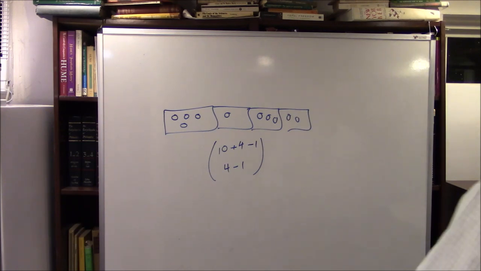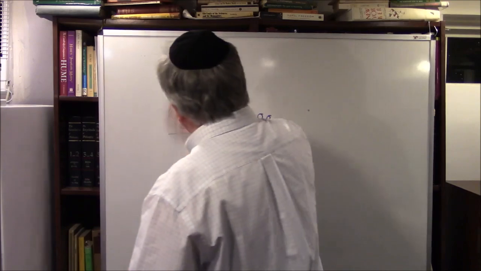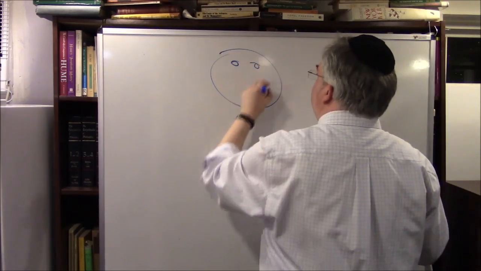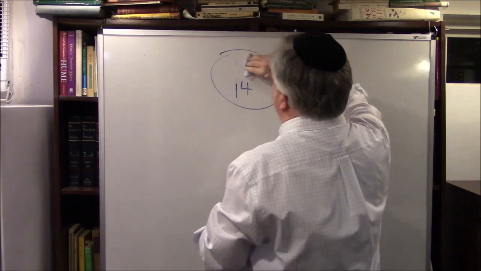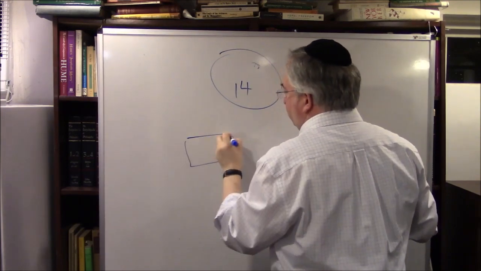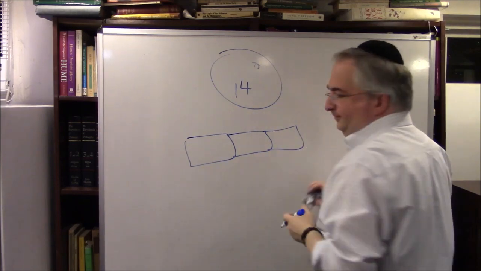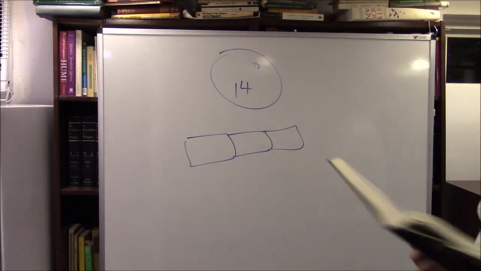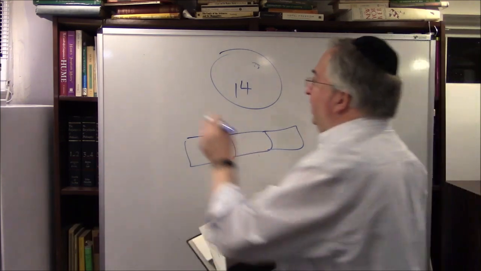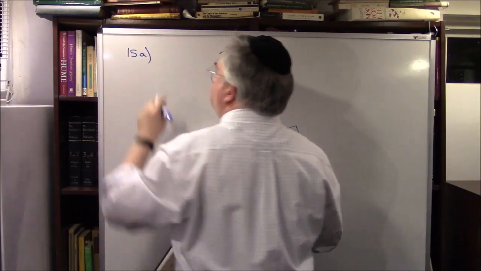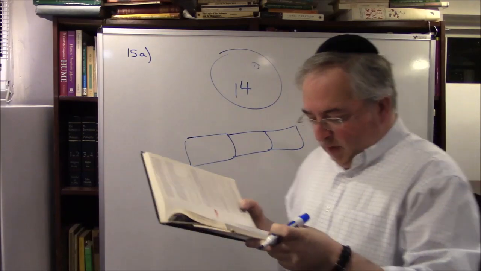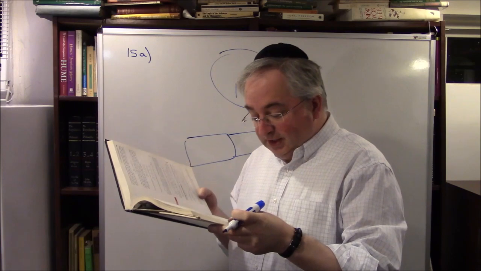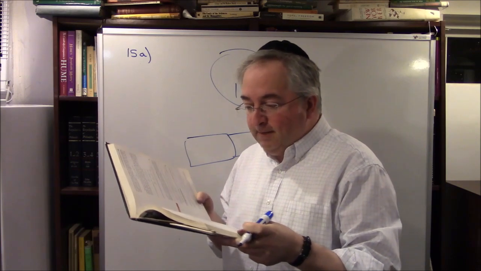Okay, so we need to erase. Okay, so imagine this, you have 14 objects. You want to put them in 3 boxes. Okay, let's read that question again. How many ways are there? This is 15A, sorry. How many ways are there to put 14 objects in 3 boxes with at least 8 objects in 1 box?